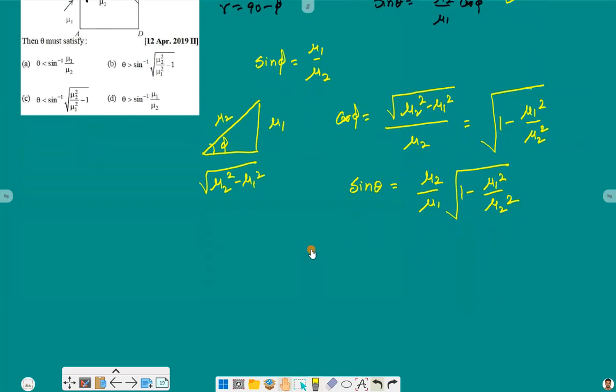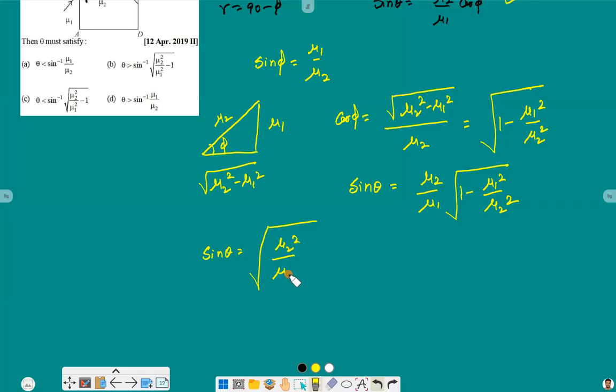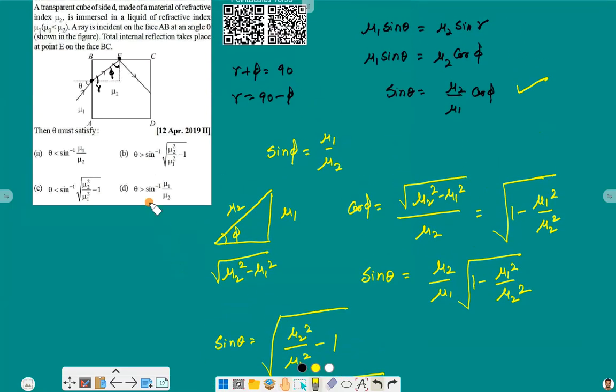Now this can be further written as sine of theta is equal to under root mu2 square by mu1 square minus 1. Take mu2 and mu1 inside the square bracket, and from this theta is sine inverse under root mu2 square by mu1 square minus 1. Now while deriving this condition, we assumed that total internal reflection is happening and light is moving along the line EC.